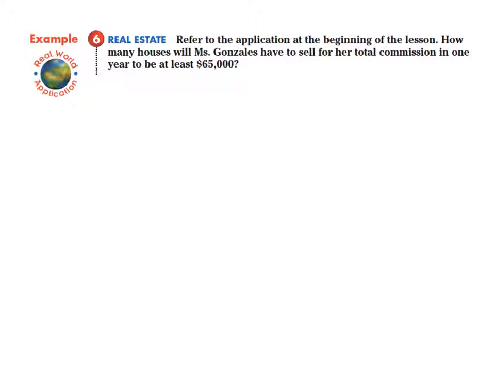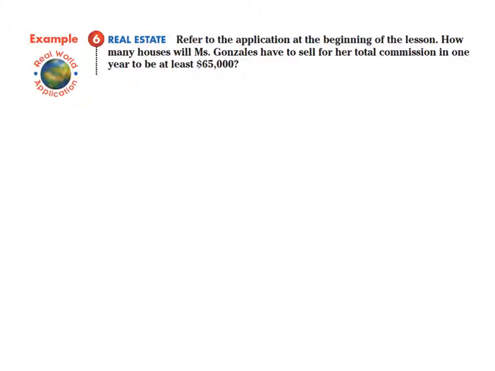All right, so the full question is, Ophelia Gonzalez sells houses in a new development. She makes a commission of $3,750 on the sale of her first house. To encourage aggressive selling, Ms. Gonzalez's employer promises a $500 increase in commission for each additional house sold. Thus, on the sale of her next house, she will earn $4,250 commission. How many houses will Ms. Gonzalez have to sell for a total commission in 1 year to be at least $65,000?